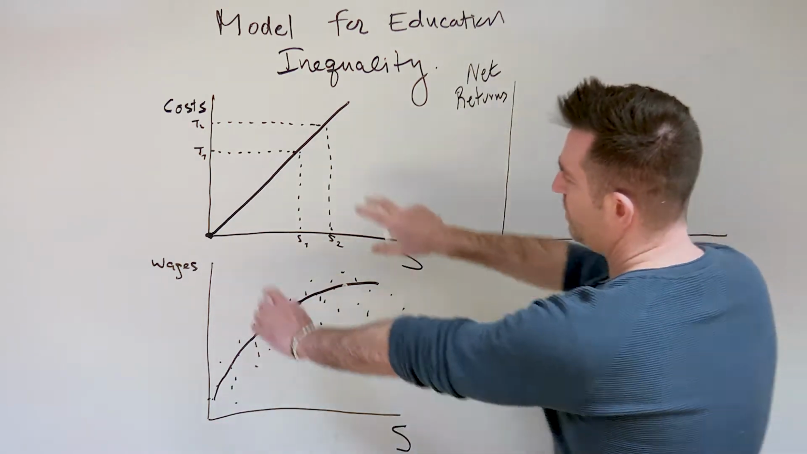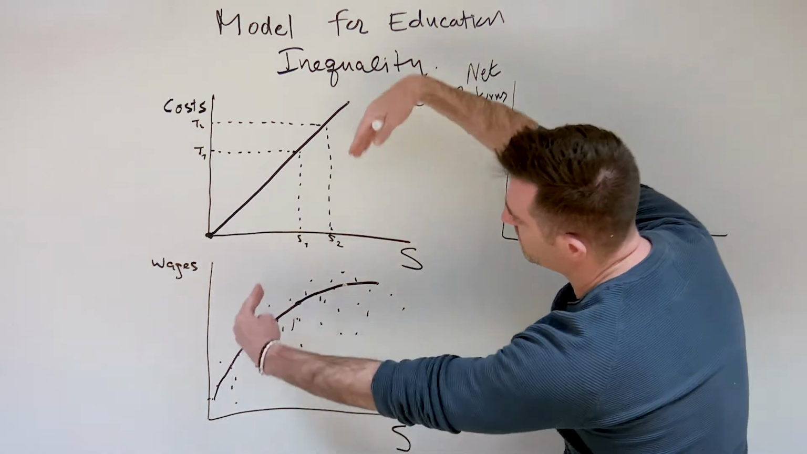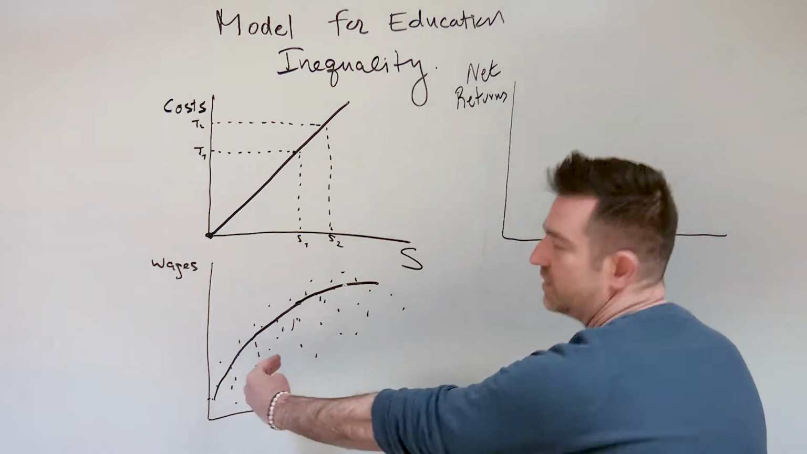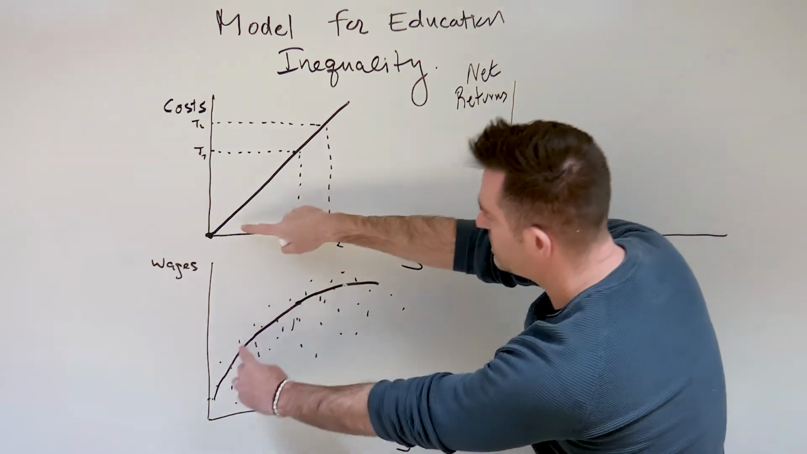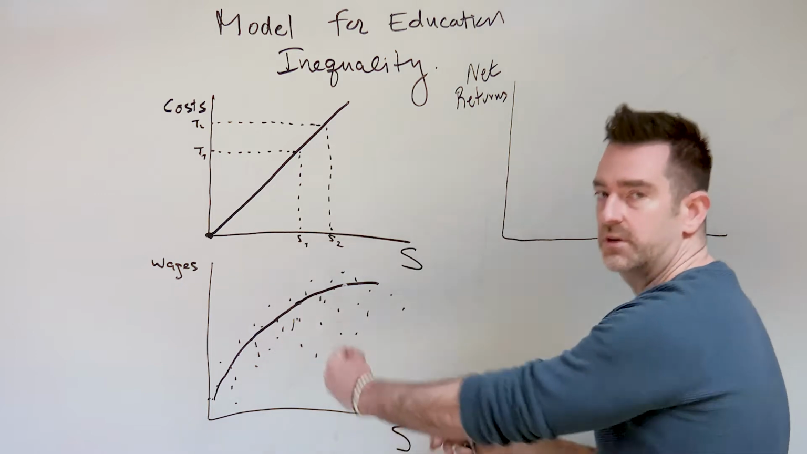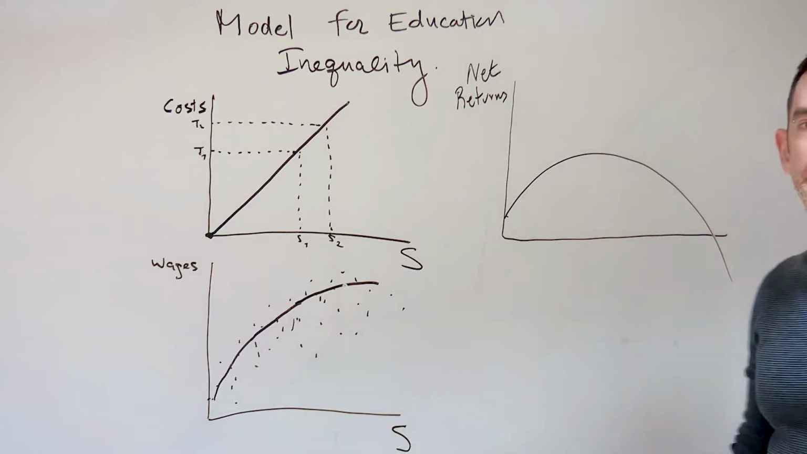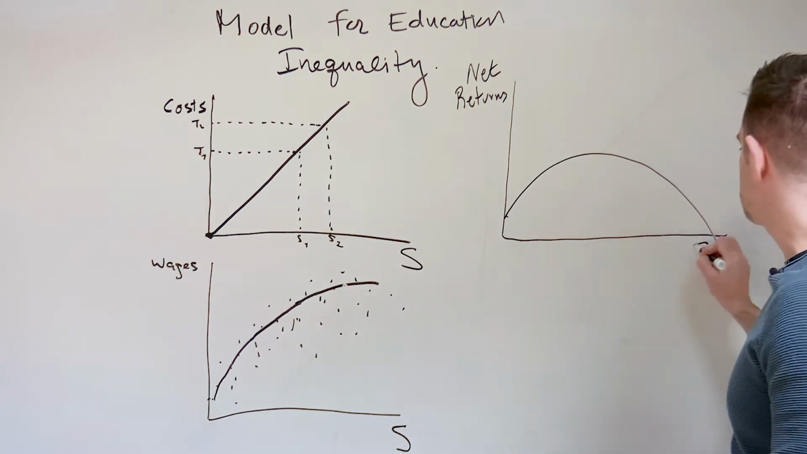So we're going to basically subtract this line from this curve. And you can kind of see it. All I have to do is tilt this line downward, because here I'm just subtracting this much, and here I'm subtracting a lot more. So it's going to pull this curve down, and you're going to get something like this. It's the net returns to additional years of schooling.